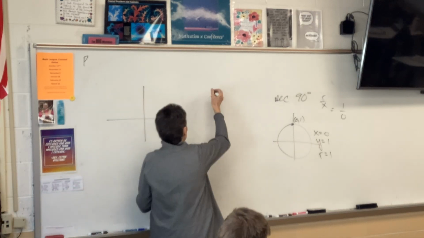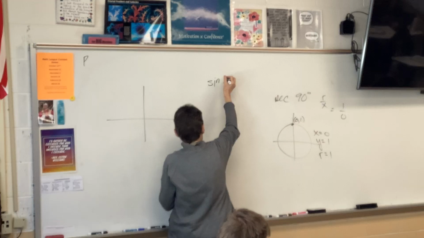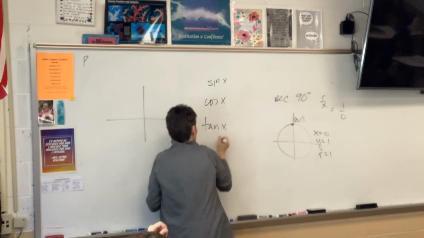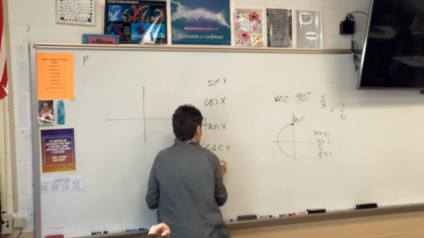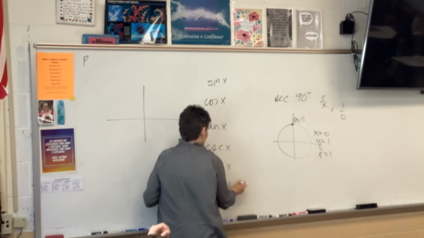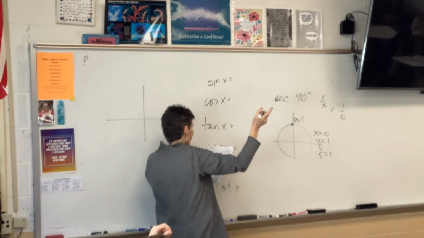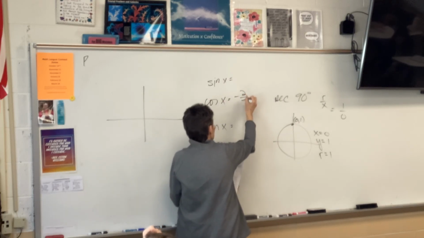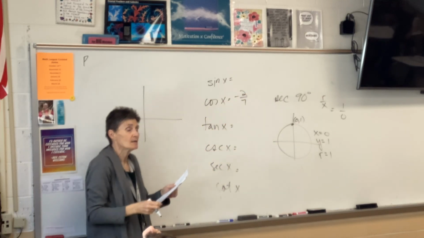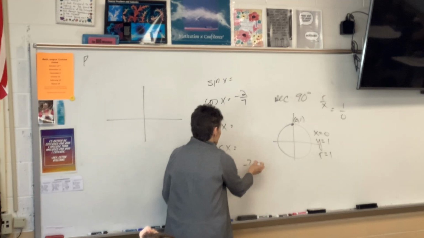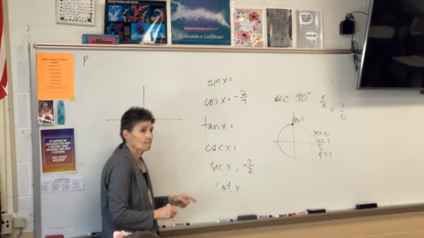Find the value of all the functions. So we're finding sine, cosine, tangent, cosecant, secant. We know that the cosine is -2/7, which automatically means the secant is -7/2.